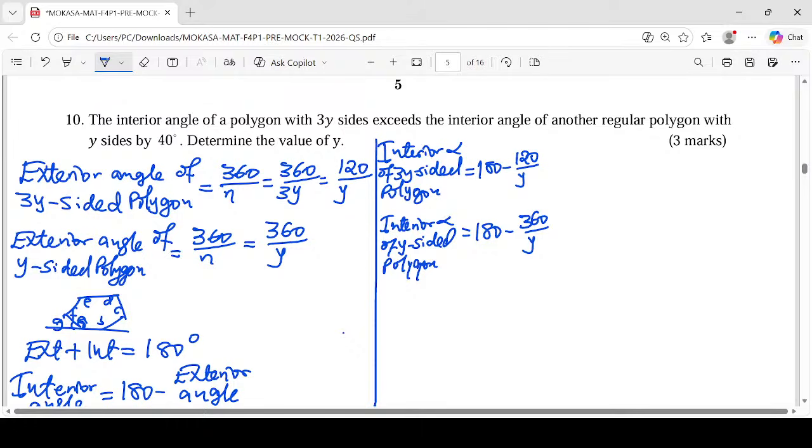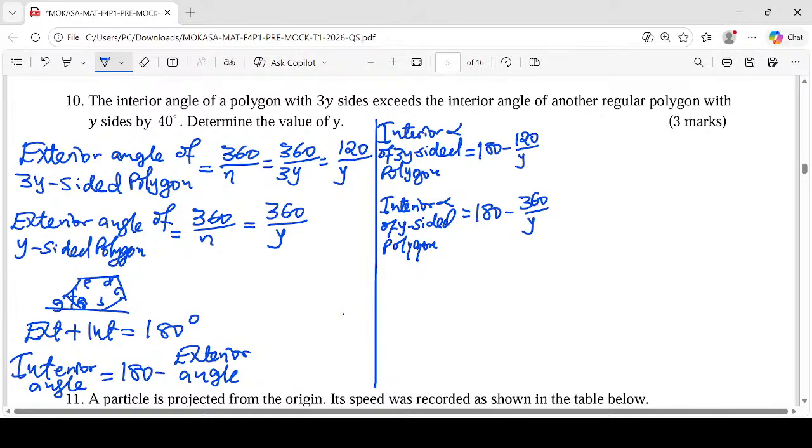But now we are being told that the interior angle of a polygon with 3y sides exceeds the interior angle of another regular polygon with y sides by 40. That particular statement simply means, when I take 180 minus 120 over y, which is the interior angle of our 3y-sided polygon, minus the interior angle of our y-sided polygon, which is 180 minus 360 over y, the difference will be equal to 40 degrees. That is what it means.